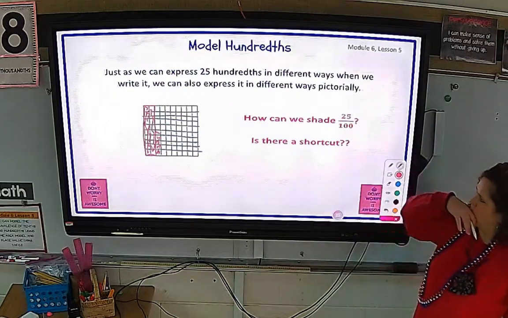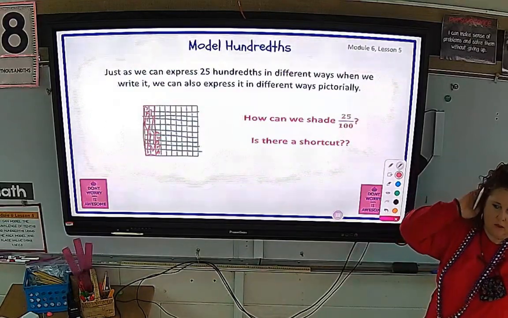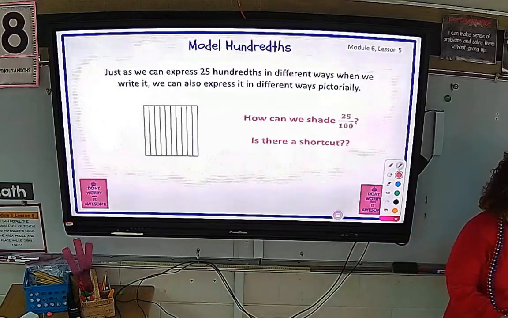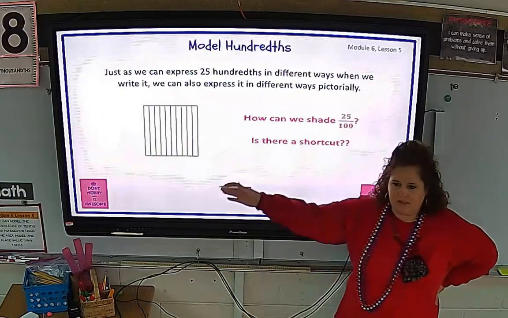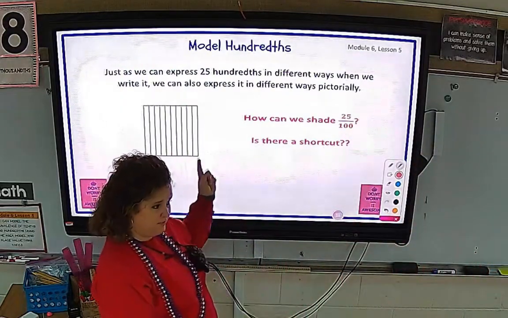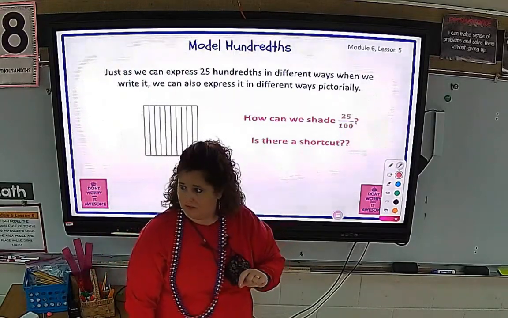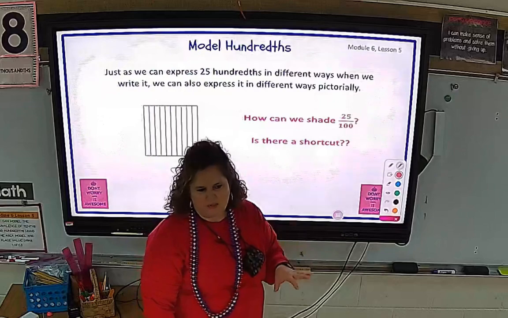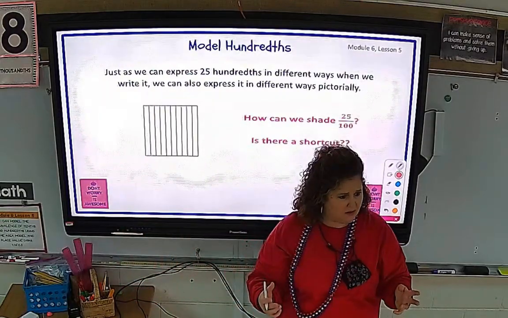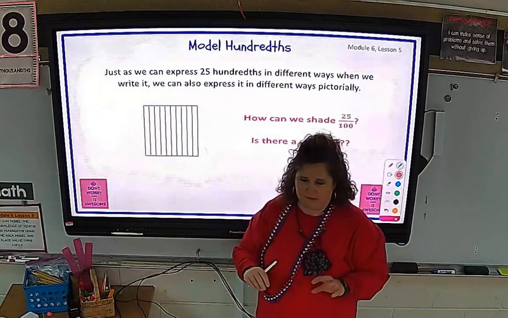Here we go. That's 25 hundredths now. Guys, we want to get to the point where I know that this is cut in 10 pieces, and that every one of those 10 pieces could be cut into 10 pieces to make 100. We've had a hundreds chart in front of us since probably pre-K, right? We are familiar with these 100 boxes.